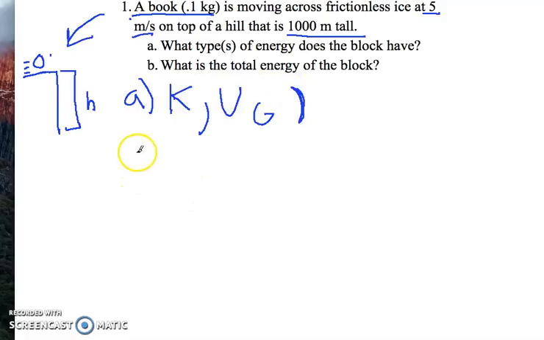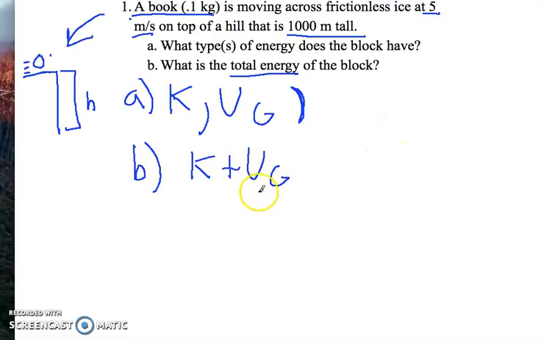B, what's the total energy of the block? Total energy is just adding up all the different types of energy. In this case, it's the kinetic plus the gravitational potential, because those are the only two major types. This is going to be equal to, drawing it one level down, just plugging in the formulas. Kinetic is 1/2 the mass times velocity squared. The potential is mgh.